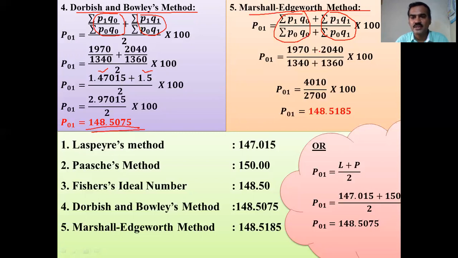So if we substitute the values that are there in the table, we will get 1970 plus 2040, over 1340 plus 1360. 1970 plus 2040 is 4010, and 1340 plus 1360 is 2700, into 100. We will get the index number 148.5185.